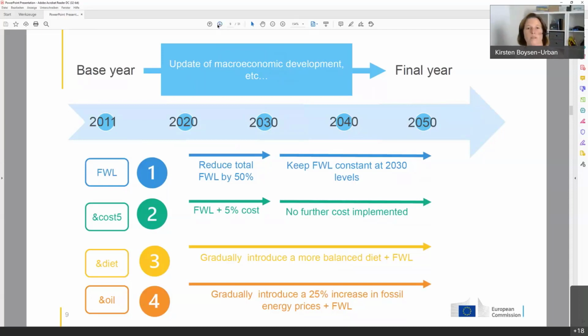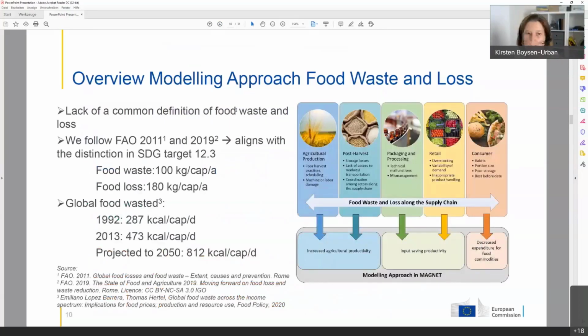First, I would like to look at the modeling of food waste and loss. Here it's important that there's no common definition of food waste and losses. We follow here the one from the FAO. And the FAO considers food waste and loss along 5 stages of the supply chain. This means we account for agriculture production losses, post-harvest losses, packaging and processing losses, retail losses, and losses at the consumer level.